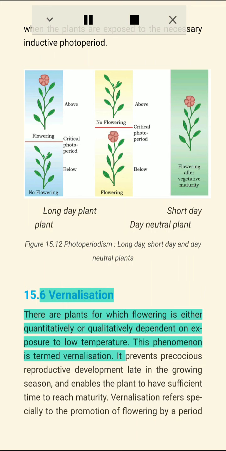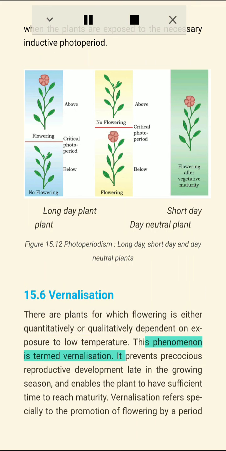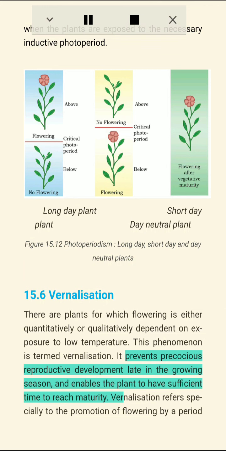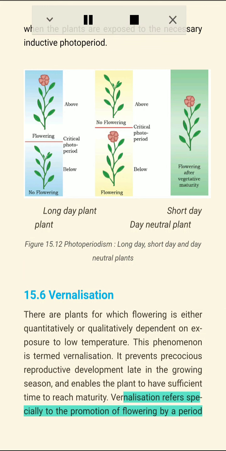15.6 Vernalization. There are plants for which flowering is either quantitatively or qualitatively dependent on exposure to low temperature. This phenomenon is termed vernalization. It prevents precocious reproductive development late in the growing season and enables the plant to have sufficient time to reach maturity. Vernalization refers specially to the promotion of flowering by a period of low temperature.